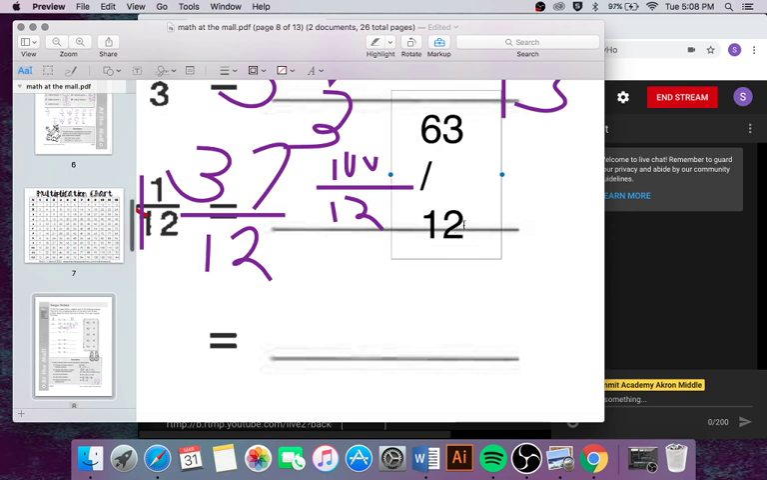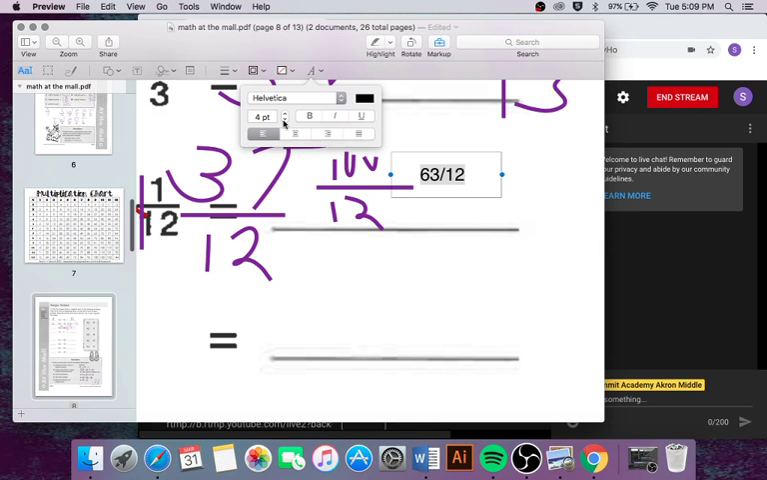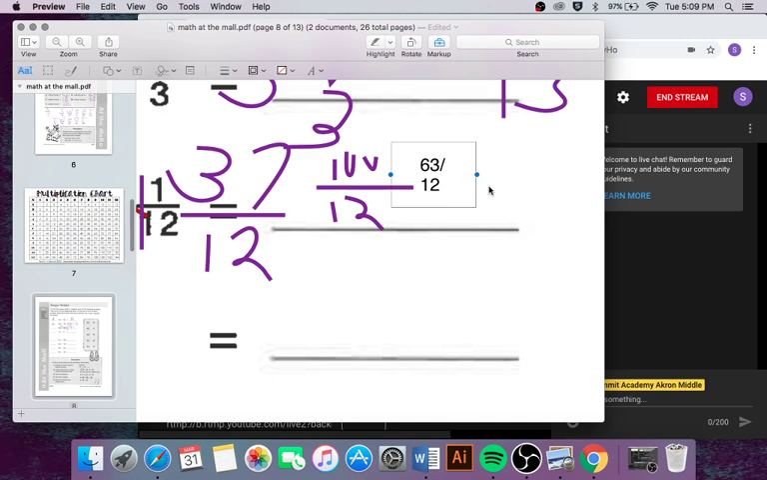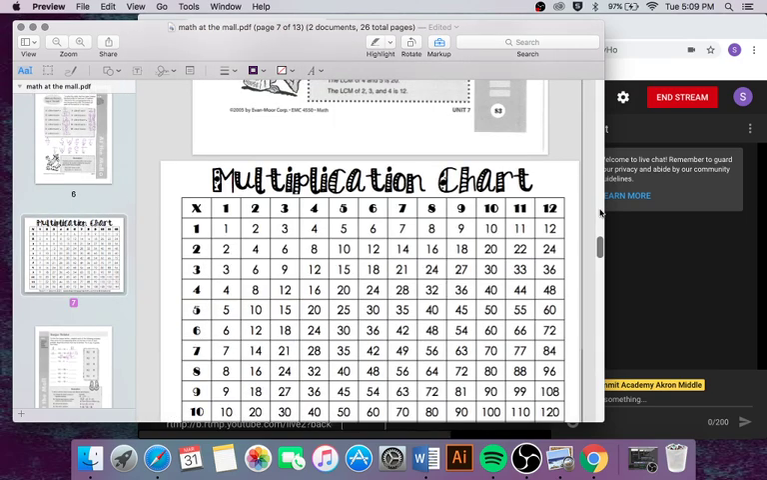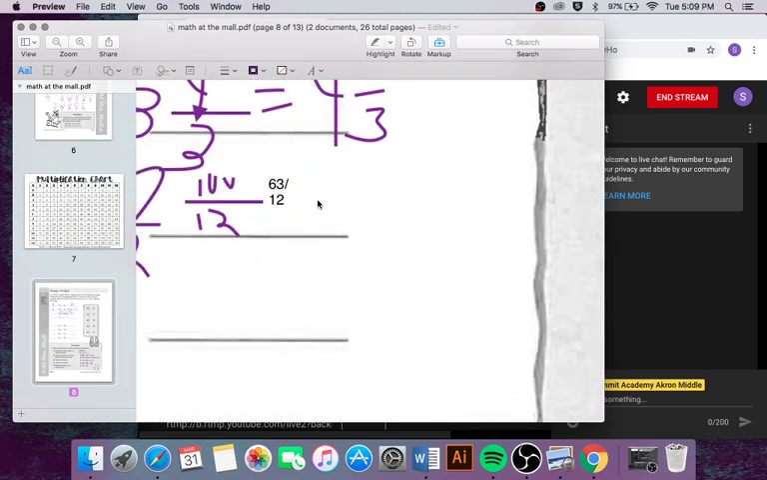Then we have to change this from an improper fraction into a mixed number. So we have to figure out how many times does 12 go into 63 without going over. So we look at our 12 times table, and the most we can get to 63 without going over is 60. So it's 12 times 5. So we're going to have 5 as our whole number.